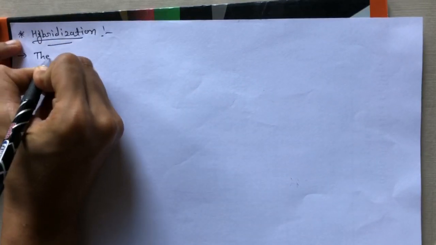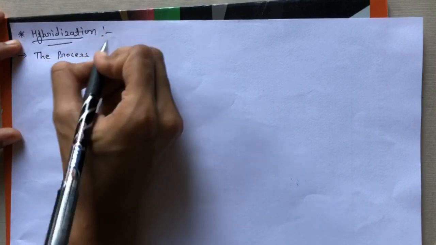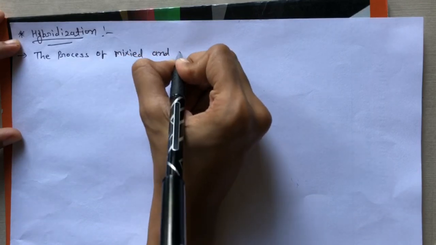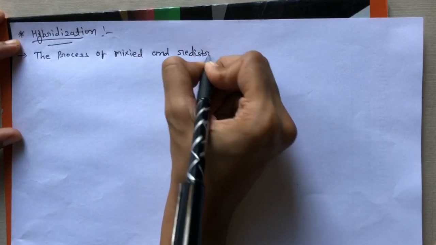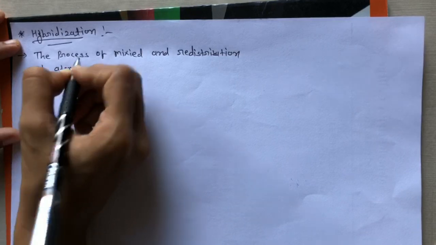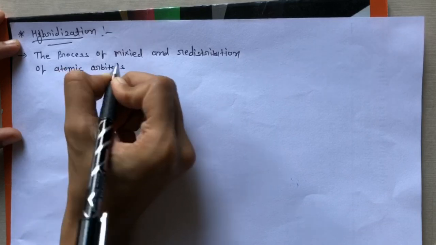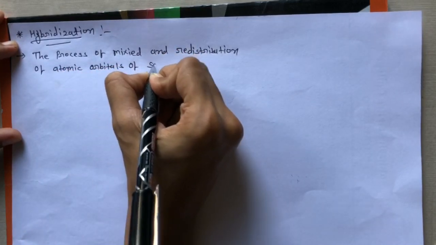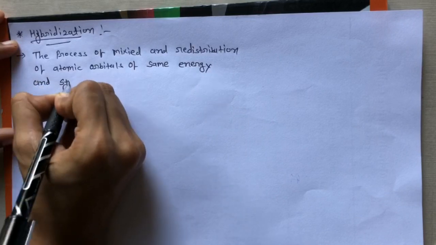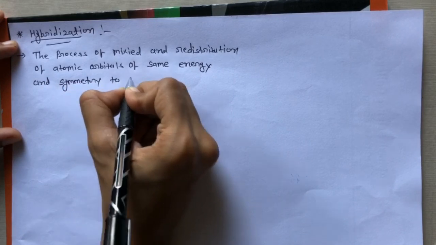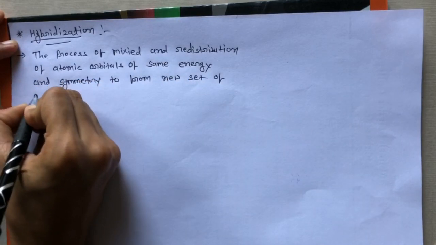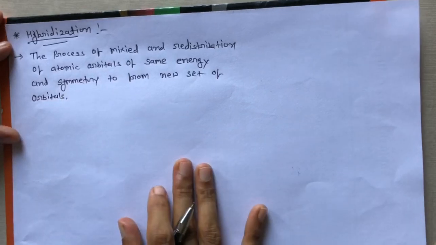The process of mixing and redistribution of atomic orbitals of same energy and symmetry to form a new set of orbitals, right? So this is the definition.